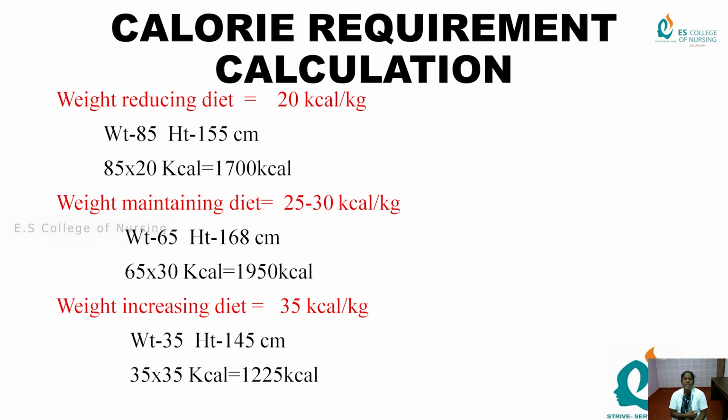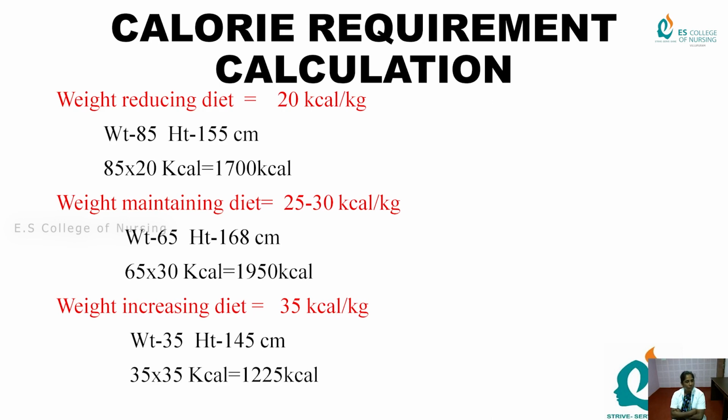Then coming to the weight maintaining diet. Here the weight is 65, height is 168. It is okay when the person weighs 65 with a height of 168. So here he can take 65 into 30 kilocalorie, 1950 kilocalorie per day. As we all know, 2225 kilocalories is what a normal woman can take per day.